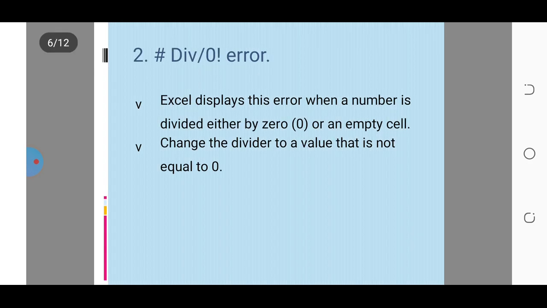Number two, the divide by zero error. This error always comes in when a number is divided either by 0 or by an empty cell. So it comes out when you've got a number and divided it by 0, or when you have an empty cell. To correct this, you'll need to change the divider to a value that is not equal to 0.